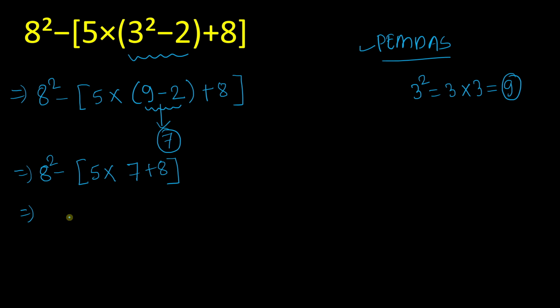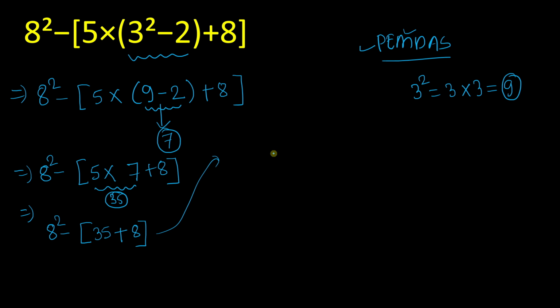And how to solve this? Again, next preference will be given to multiplication. So we will multiply this 7 times 5. This will give result 35. So we can write 8² − 35 + 8.